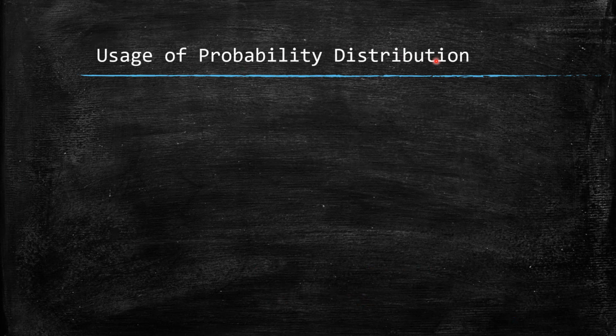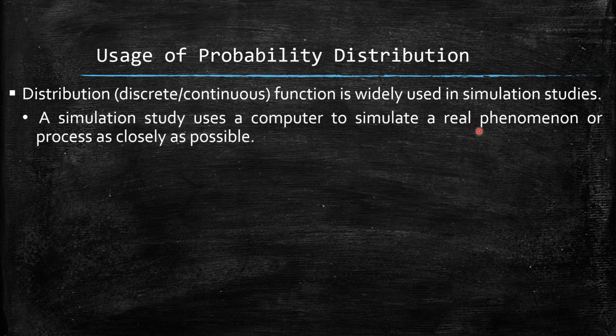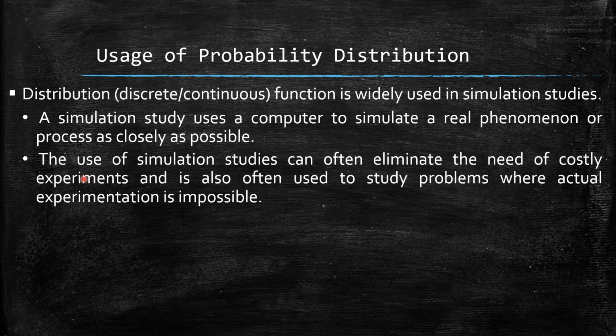Before taking up the probability distribution, let us know the usage of probability distribution. The distribution functions, both discrete and continuous, are widely used in simulation studies. Now, what are simulation studies? A simulation study uses a computer to simulate a real phenomenon or process as closely as possible. This often eliminates the need for costly experiments and is also often used to study problems where actual experimentation is impossible.